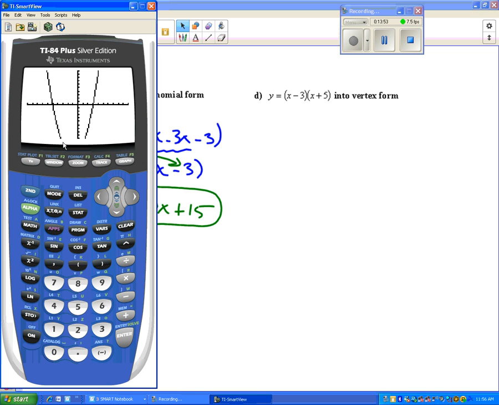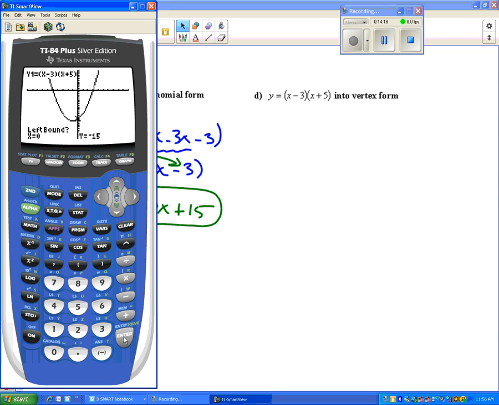I need to make my y's go further down. So instead of having my minimum be negative 10, let's make it negative 25. I don't know, I'm guessing. Graph. I can see my minimum. If I can see it, I can find it. So I'm going to hit second, trace. I want number 3, minimum.